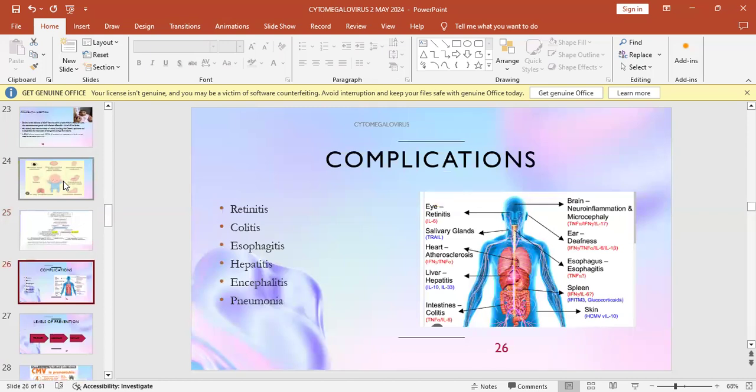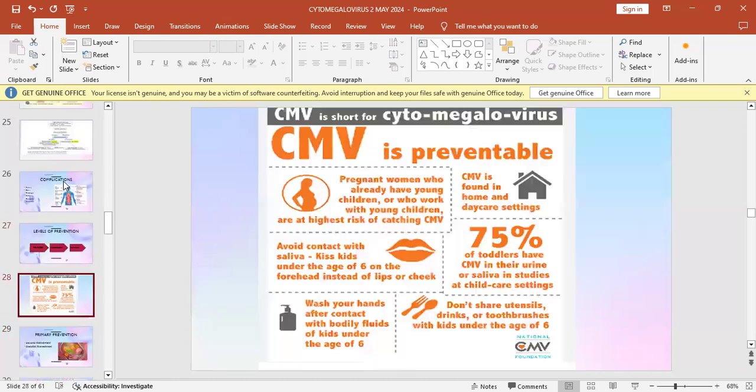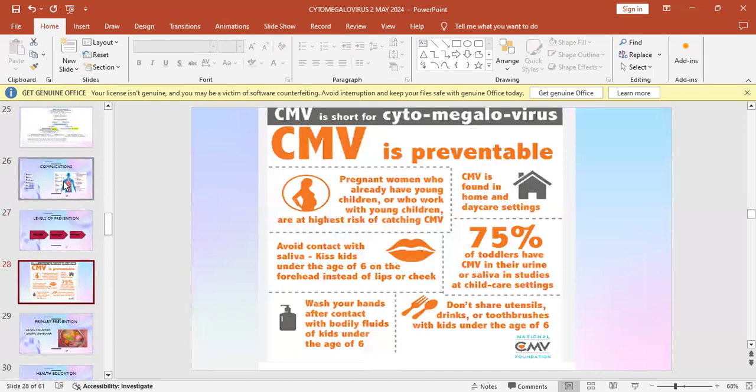Complications are retinitis, colitis, esophagitis, hepatitis, encephalitis, pneumonia, and deafness. Levels of prevention for cytomegalovirus are primary, secondary, and tertiary. Cytomegalovirus is preventable, but precautions have to be taken, as pregnant women who already have young children or who work with young children are at higher risk of catching cytomegalovirus.